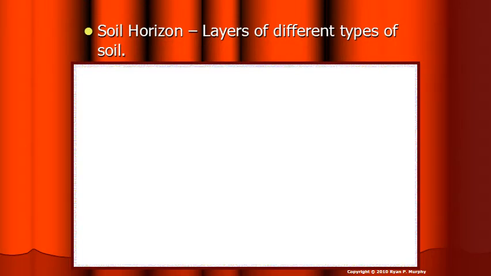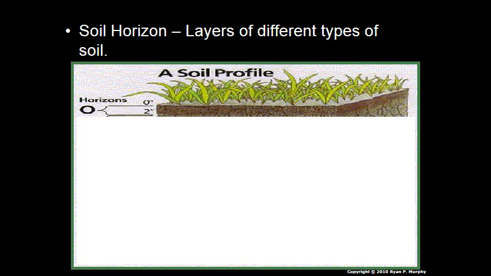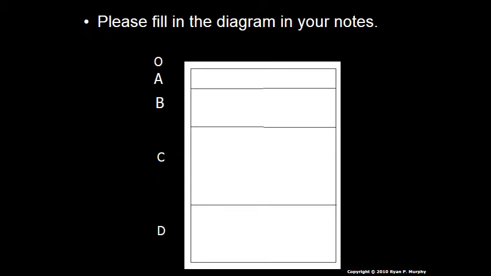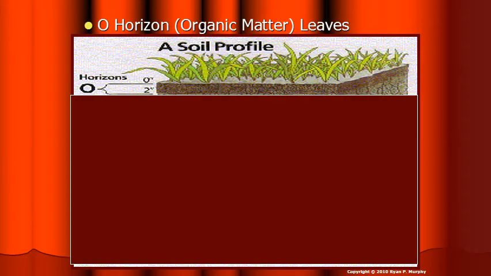So, layers of soil horizons. Basically, as you dig down into the soil, you can see very distinct layers in the soil. So we need to talk about that. This is what a typical soil profile will look like. So please fill in your diagram in your notes.